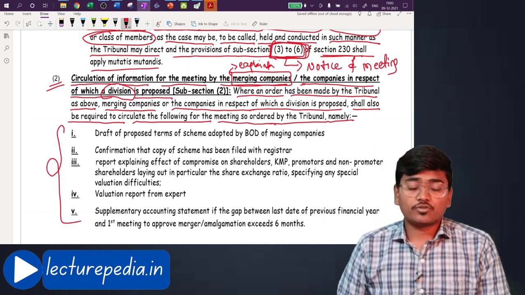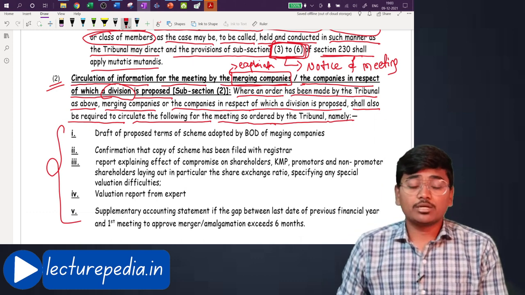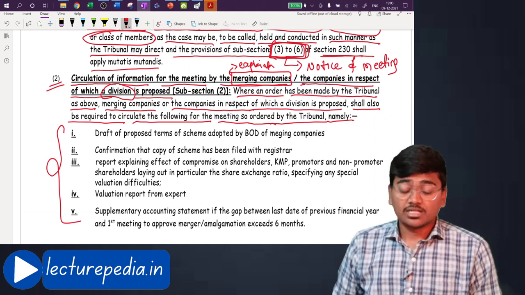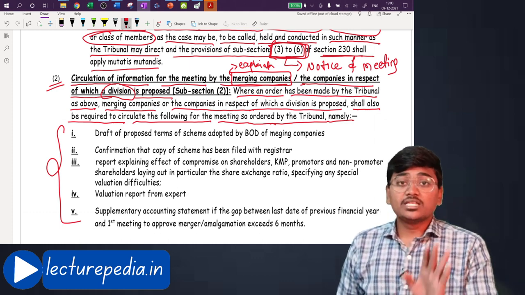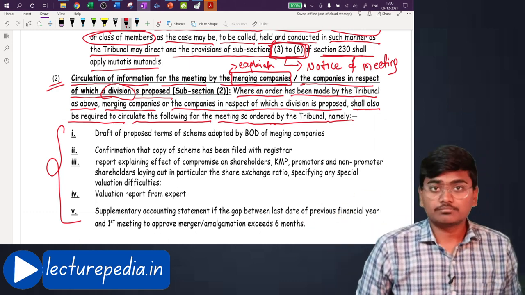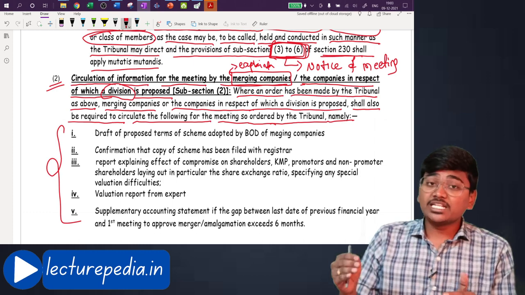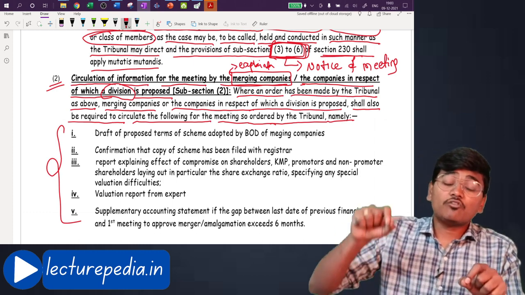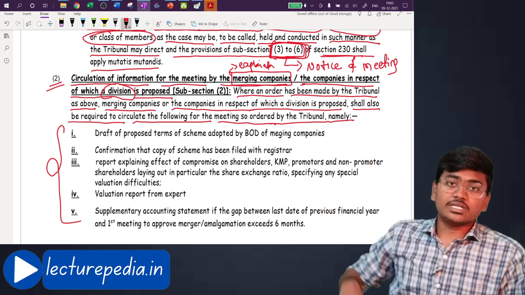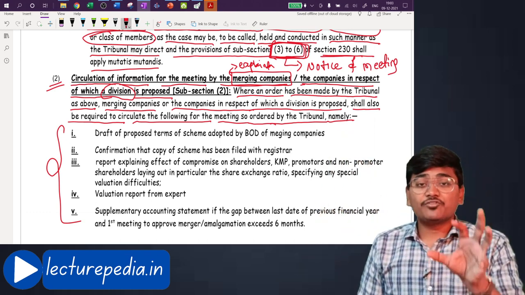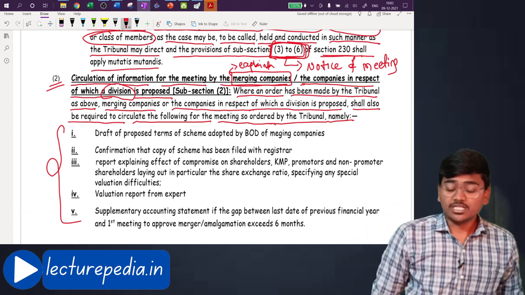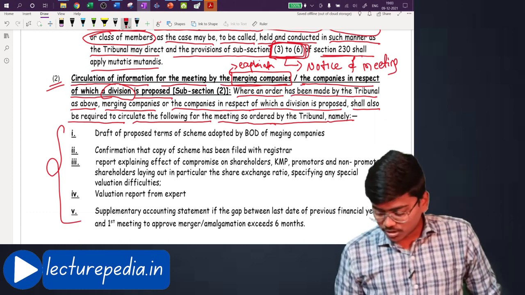What are those additional 5 disclosures which are applicable exclusively for the amalgamation or merger? These disclosures have to be made in the notice which you will be sending to shareholders for the purpose of the meeting. Okay, which meeting? The meeting which will be conducted for the purpose of approving the amalgamation or merger. Not the annual general meeting. The meeting which you will be organizing for the purpose of approving amalgamation or merger. For the notice of such meeting, these disclosures have to be given. What are the disclosures? Let us see.